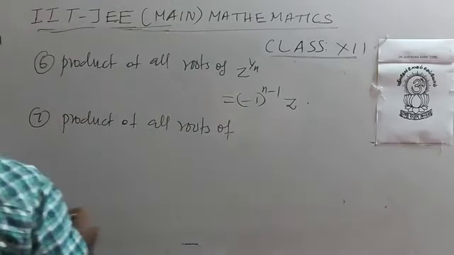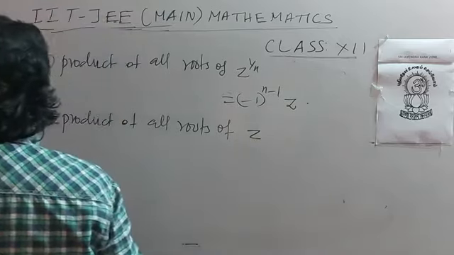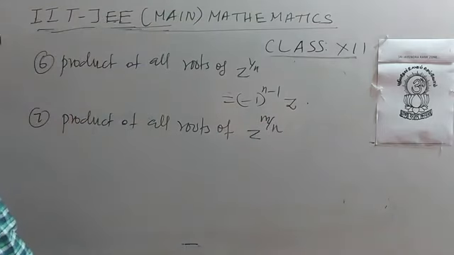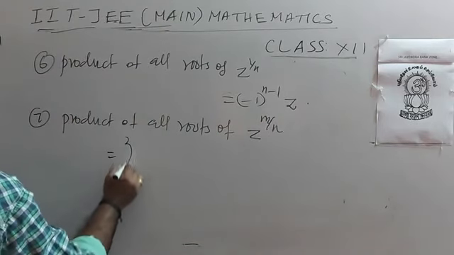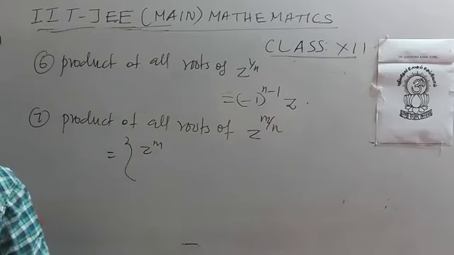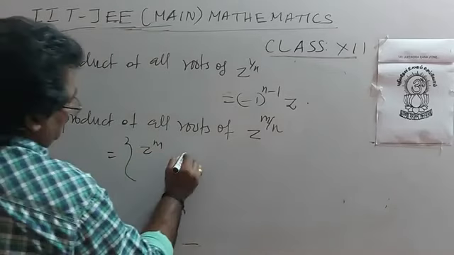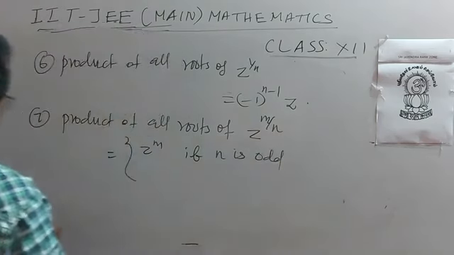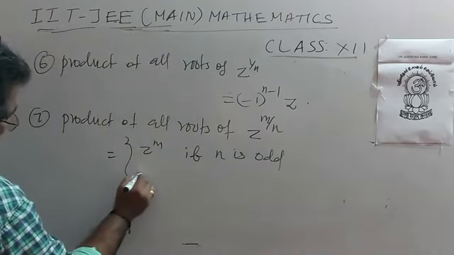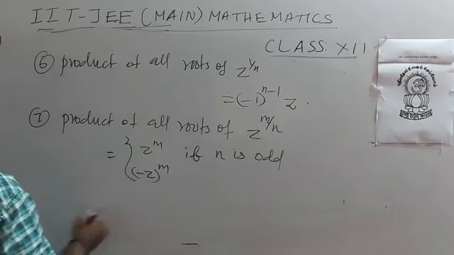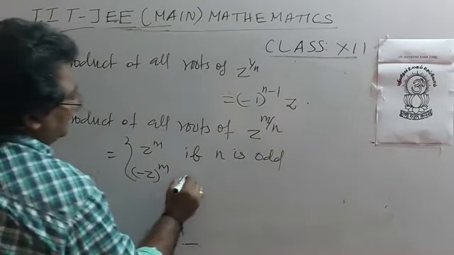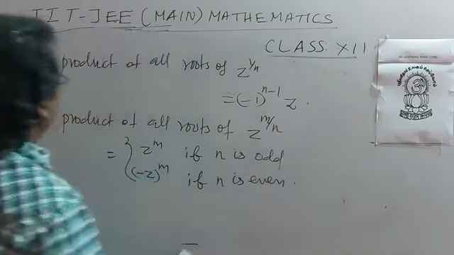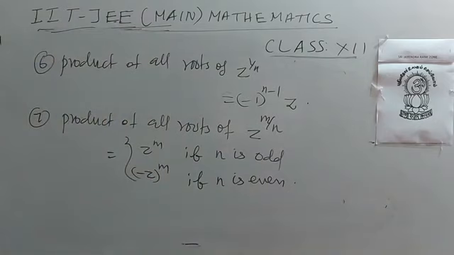Product of all roots of z power m by n equal to z power m if n is odd, minus z whole power m if n is even.